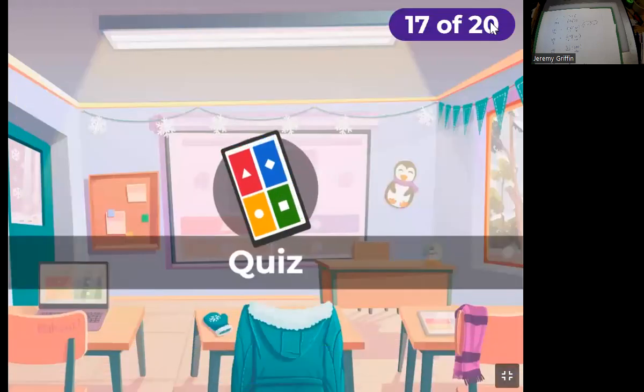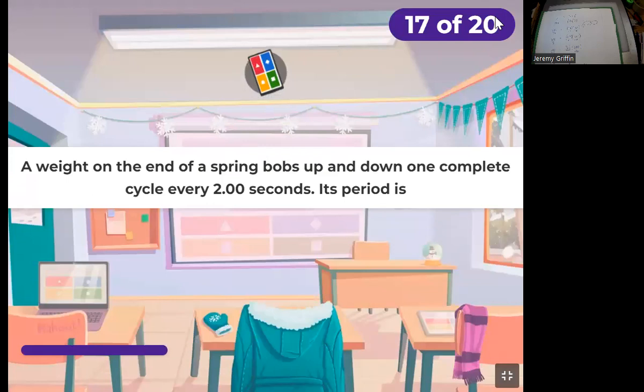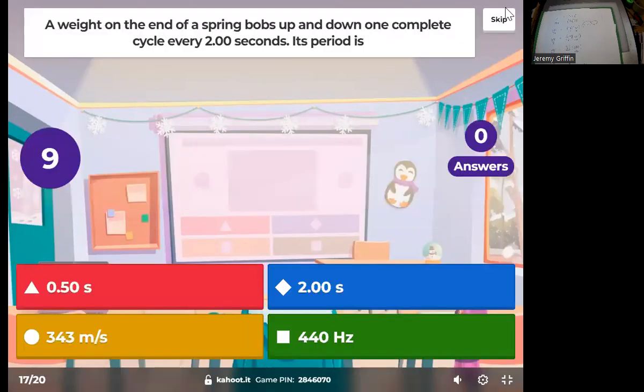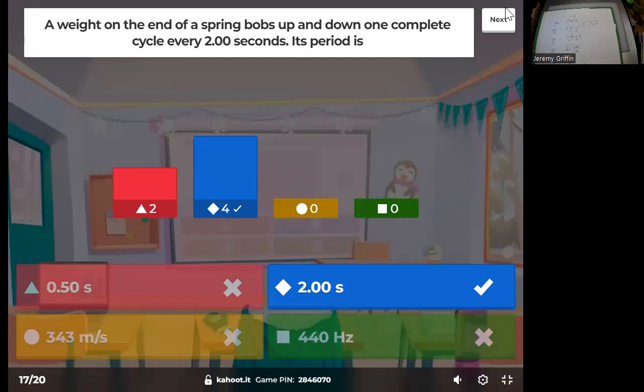Alexis, back to the top. Weight on the end of a spring bobs up and down 1 cycle every 2 seconds. You guys remember lab with the spring and the weight? What's the time period? 2 seconds to bob up and down. So the time to bob up and down is 2 seconds. You guys got it.